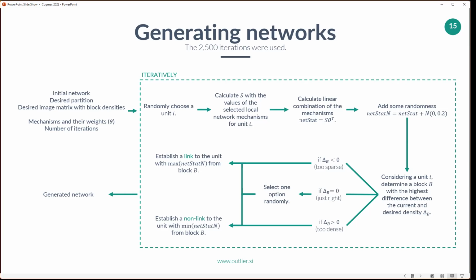And then at each iteration, we randomly choose a unit I, and then we calculate S containing the values of the selected local network mechanisms for the unit I. Then we calculate a linear combination of the mechanisms.